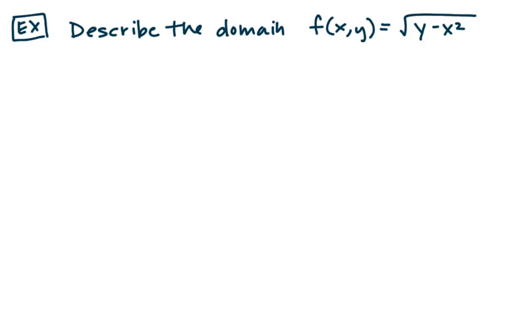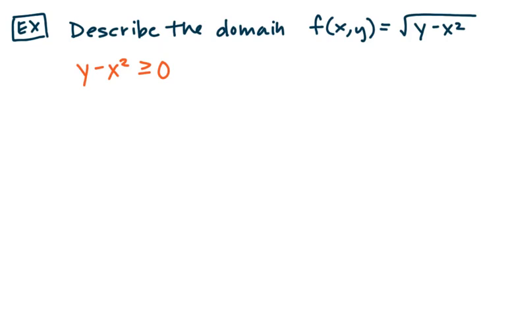Denominators are not allowed to equal 0. The radicand, the argument under an even root, must be greater than or equal to 0. And then if we're dealing with a natural log or common log, any log, the argument of the logarithm, the value which we're taking the logarithm of, that also has to be strictly positive, greater than 0. So here we have an even root. And an even root tells us that y minus x squared needs to be greater than or equal to 0.